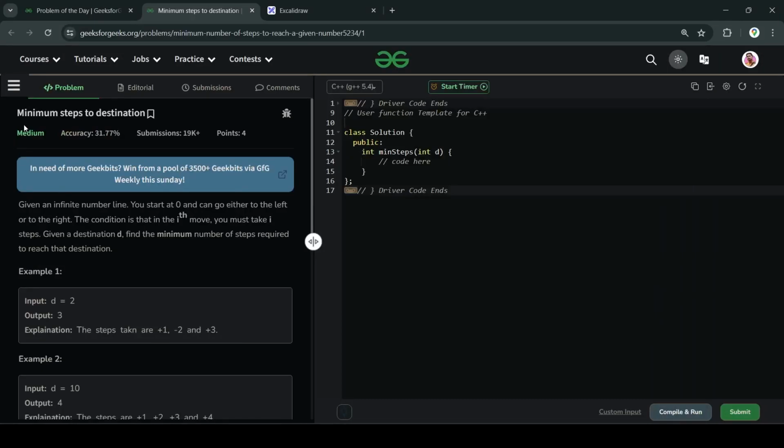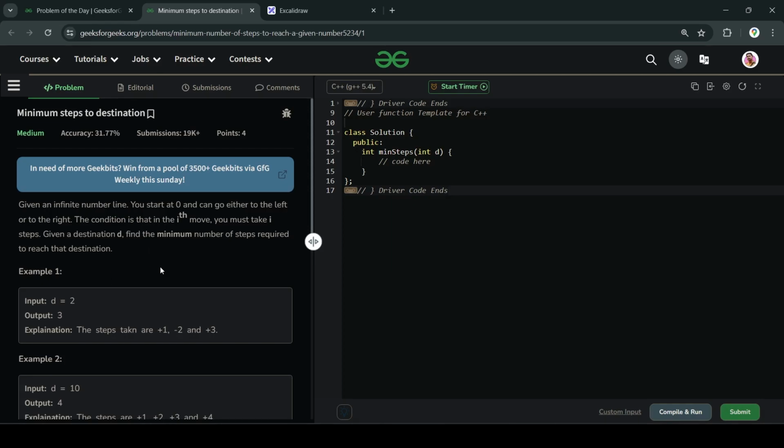So welcome back guys. Today we have another problem, that is minimum steps to destination, and the problem states that you have to start from zero and you have to reach the destination 2. How can you go to the destination 2?